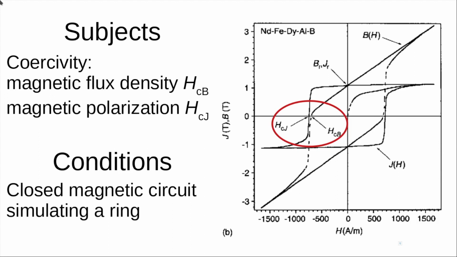By taking into account a given hard magnetic material, we can measure two hysteresis loops, as shown in this figure. One is the magnetic flux density B as a function of the magnetic field strength H, and the other is the magnetic polarization J as a function of the magnetic field strength. Both loops have a value of coercivity, that is the magnetic field strength that has to be applied in the second quadrant in order to achieve B or J equal to 0. These loops have to be measured in a closed magnetic circuit.